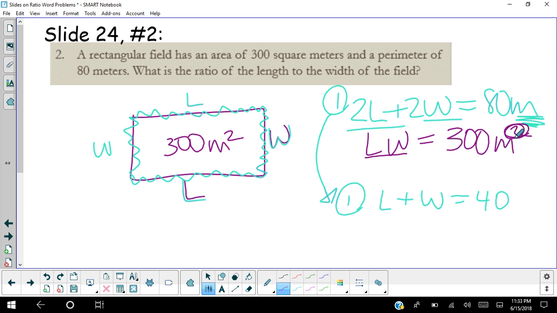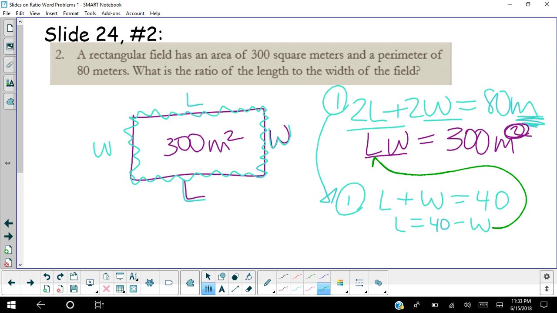It is always easier to solve for a variable in the equation where the variables are added. So I'm going to do that. It doesn't matter whether you solve for L or W. I'm just going to solve for L. So L is equal to 40 minus W.